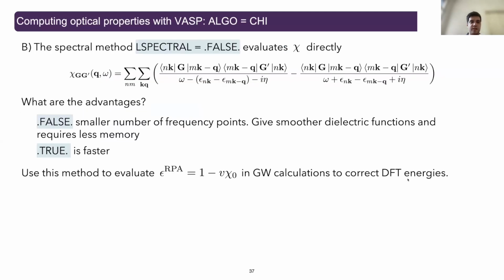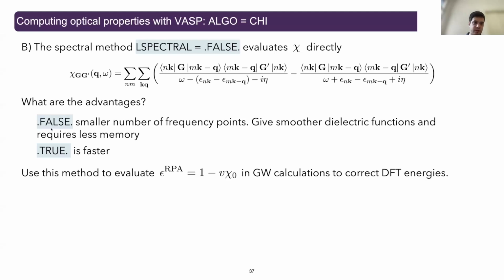This method has another way of computing chi, which is done by setting L spectral to false, and it will evaluate chi directly with no advantages of replacing the sum. So it will evaluate this sum directly. So what are the advantages of each method?